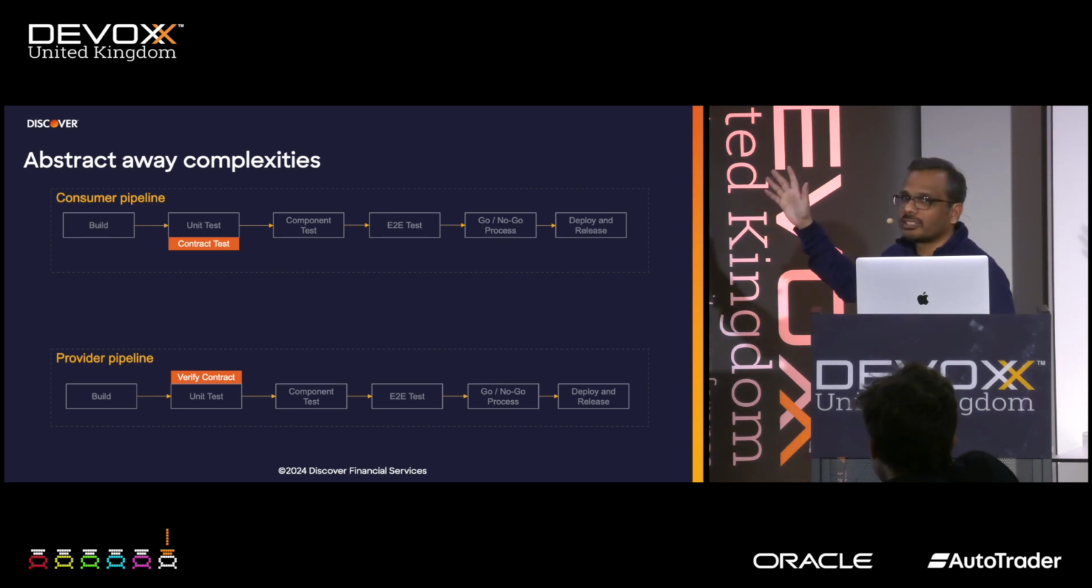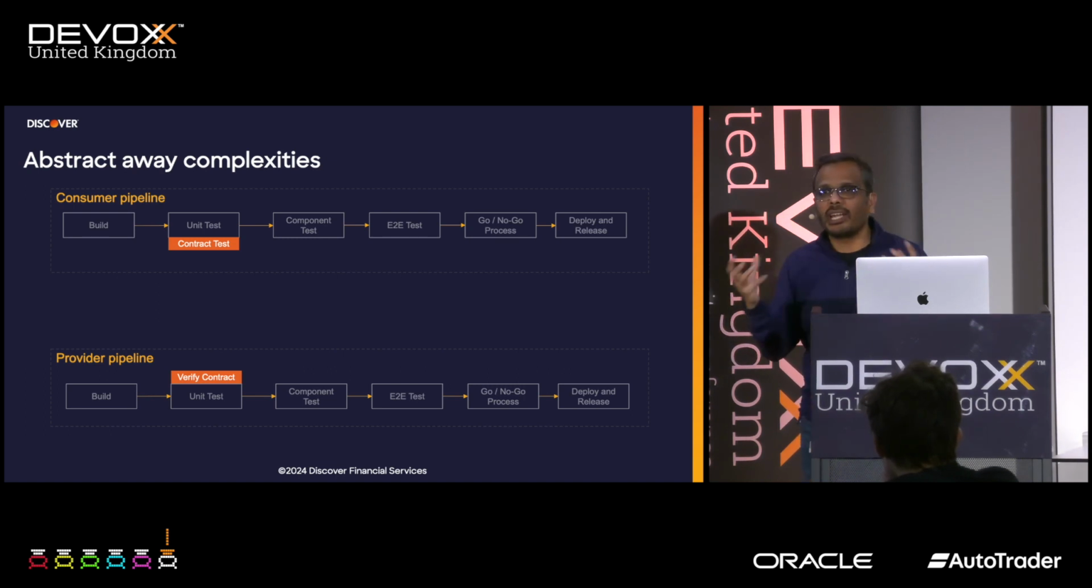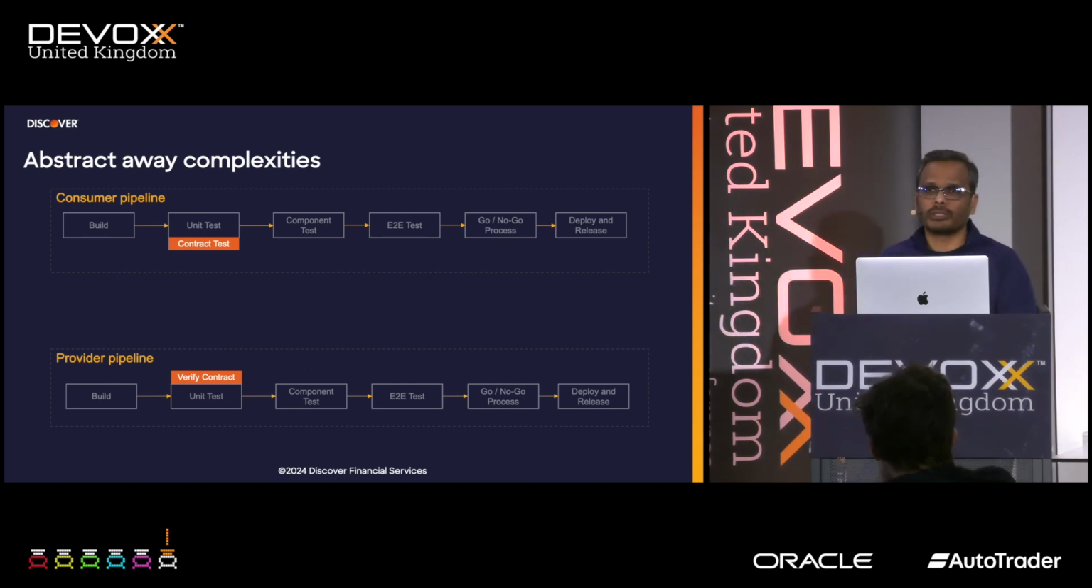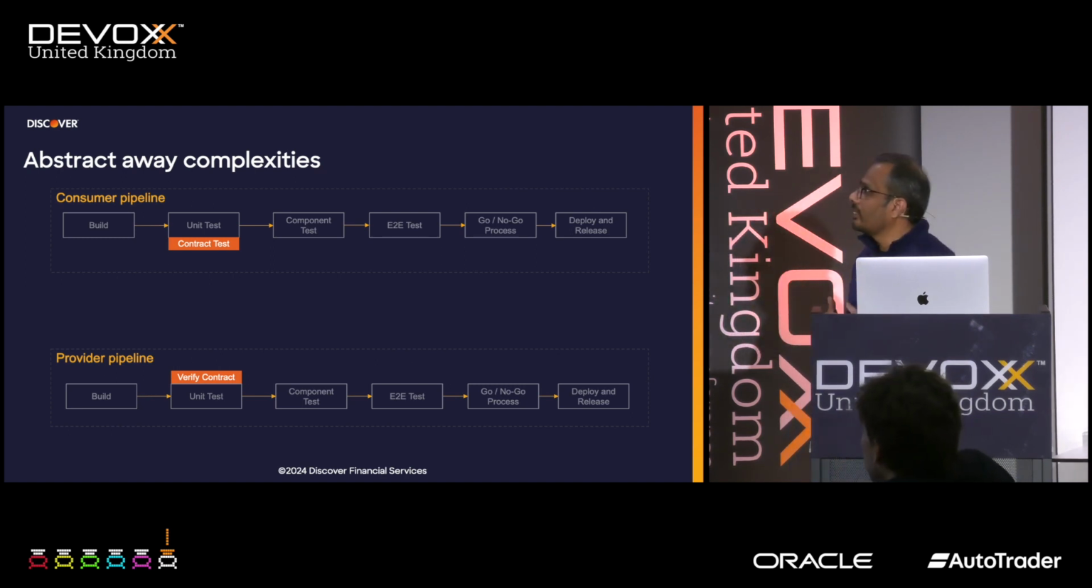The rest of the stuff which disappeared from the screen still happens behind the scenes, but developers don't have to worry about those. A pipeline will take care of those things in a more opinionated way. It can be controlled through simple configuration in the pipeline. So the aim here is to simplify by abstracting away the complexities, which is exactly what we did. And that helped our developers to get on board with contract testing.